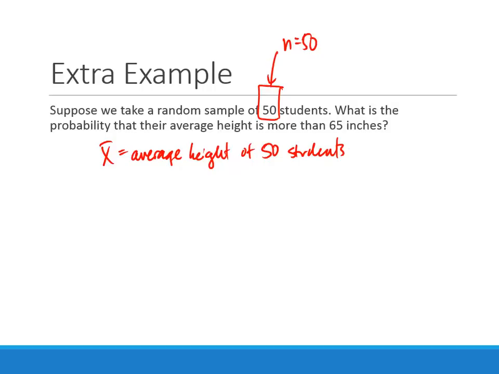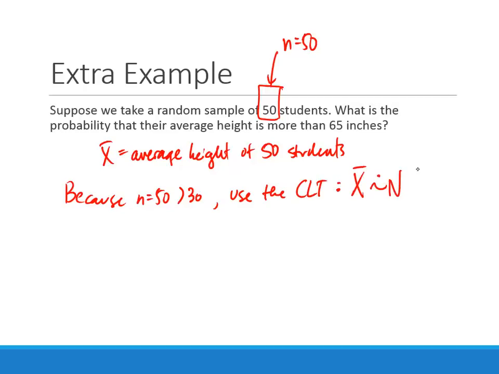Now remember, we can use the central limit theorem, something we talked about last week, if my sample size is bigger than 30. So because my sample size is bigger than 30, I can use the central limit theorem, which tells me that x bar is going to be approximately normally distributed. So when my sample size is smaller than 30, or especially when it's down at 5, I can't be sure that this approximation is okay. But when my sample size is big enough, bigger than 30, then this approximation is okay.